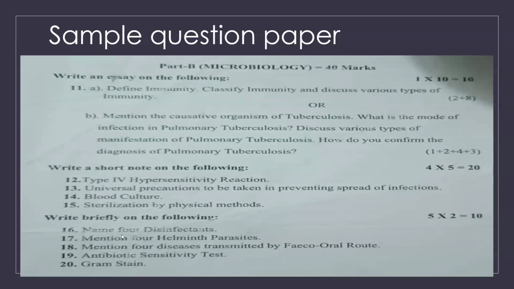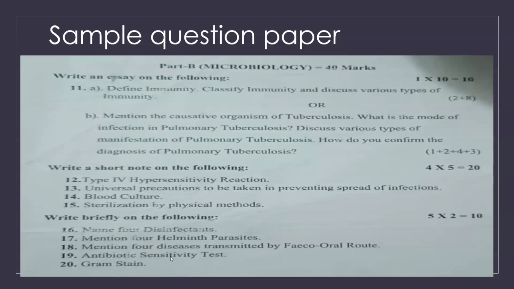Here, all these questions are name four, mention four, mention four. If you write these four answers correctly, you will get 2 marks, which means for each point you get half a mark. Suppose you write only two disinfectants, you will get only 1 mark. If you write only one disinfectant, you will get half a mark. Here, mention four diseases transmitted by the fecal-oral route.